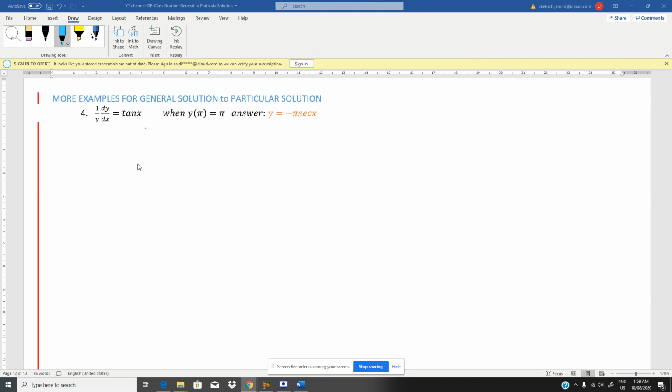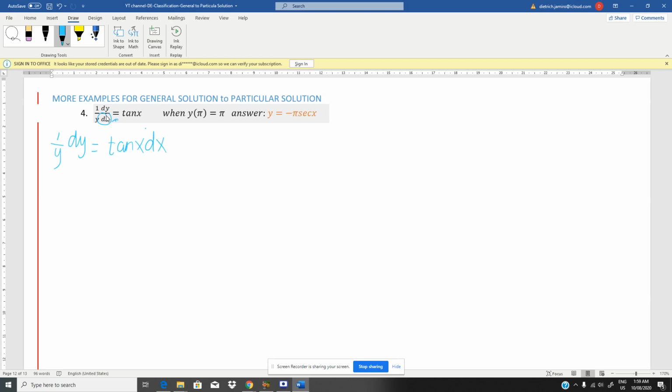So we have example number 7. We have 1 over y dy over dx equals tangent x, when y of pi is equal to pi, and we have a given answer, which is y equals negative pi secant x. So first, I'll just transpose dx to the other side, cross multiply it, so we will have 1 over y dy is equal to tangent x dx.